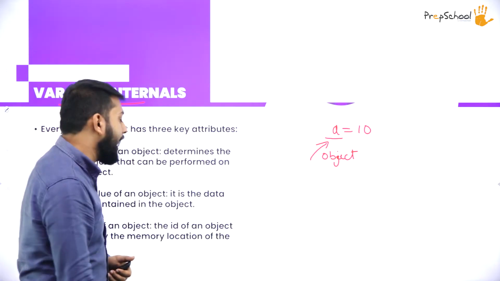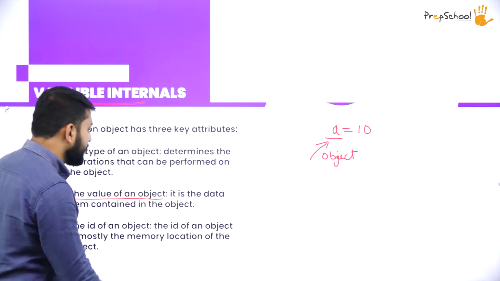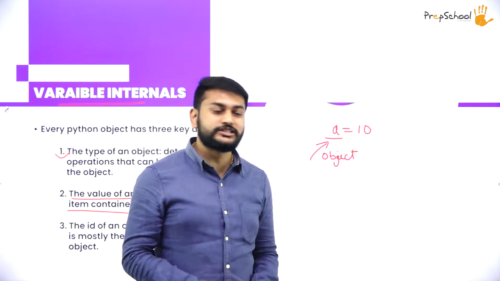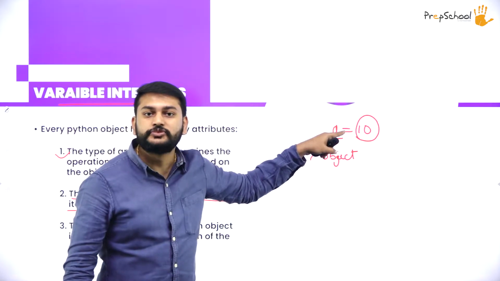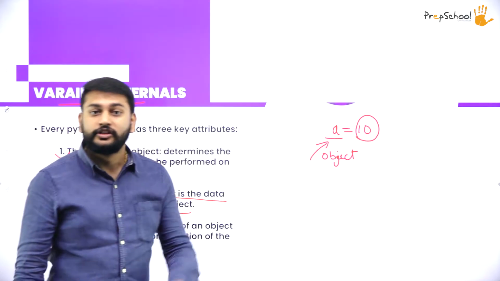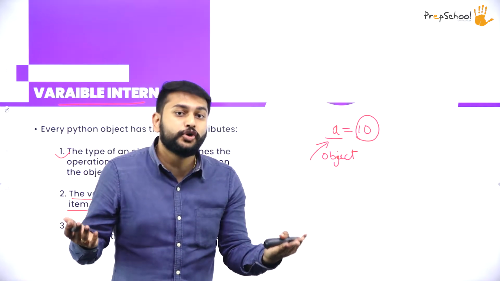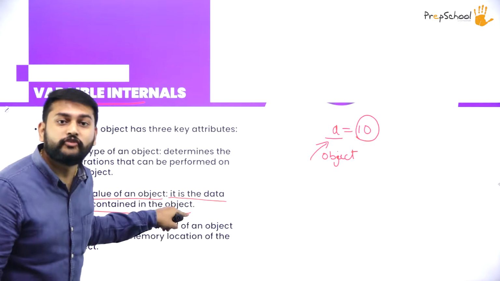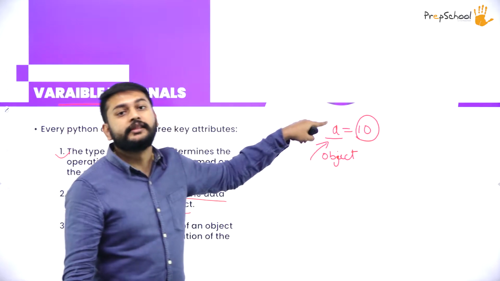What is the second one that I have? The value of an object. It is the data contained in the object. Whatever value I have stored in this object is what I call the second point, the value of an object. The first one is the type of an object, which determines what type of operation I can do. The second one is the value of an object. What is the value that I have stored in the object?